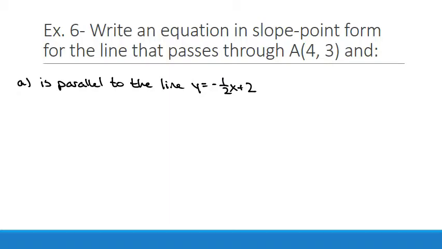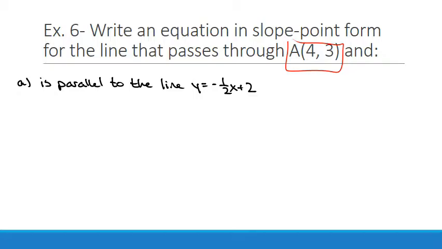Example 6. By the way, feel free to pause videos whenever you want. I'm sure you figured that out yourself, but this is kind of a longer video, I know, so pause it if you need to. Anyway, write an equation in slope point form for the line that passes through this given point here, 4 and 3, and is parallel to the line y equals negative half x plus 2.